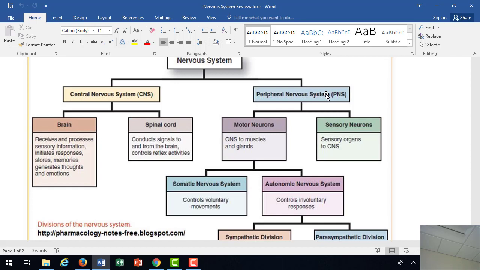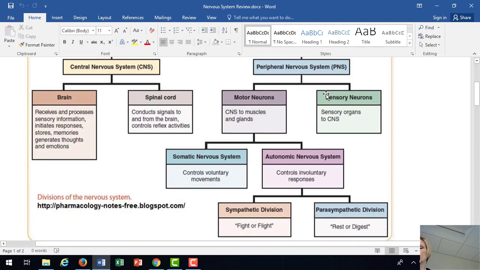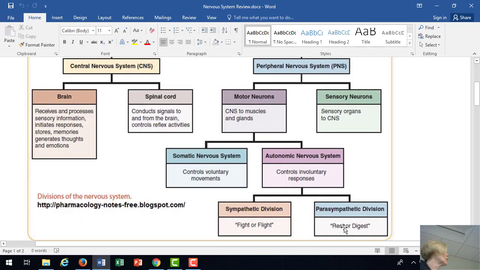The way I like to remember that is autonomic, think automatic. You don't have to think about it. It just happens on its own. It's what maintains homeostasis. So those are the responses from the central nervous system, whether voluntary or involuntary. Voluntary, we say somatic nervous system, involuntary, autonomic.